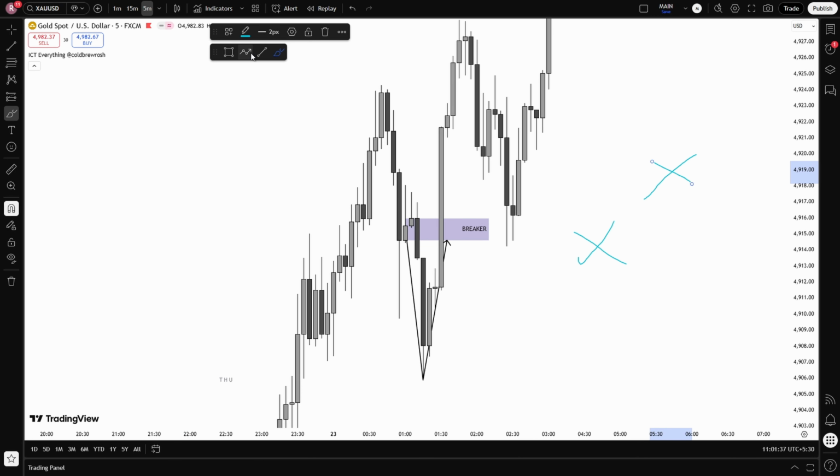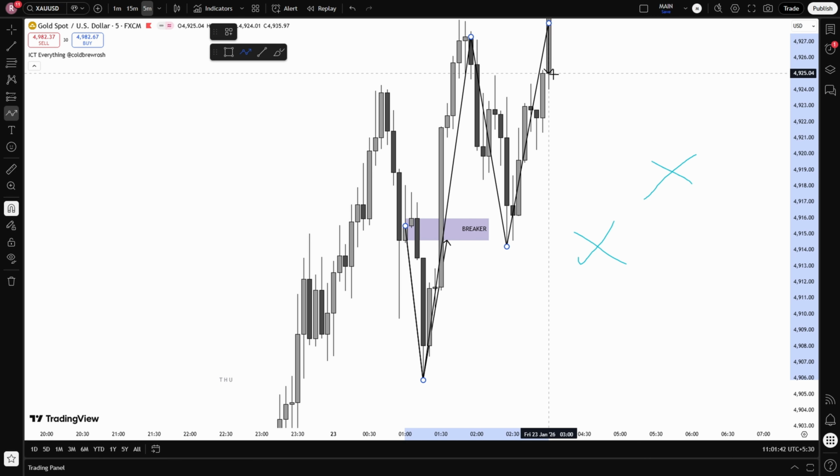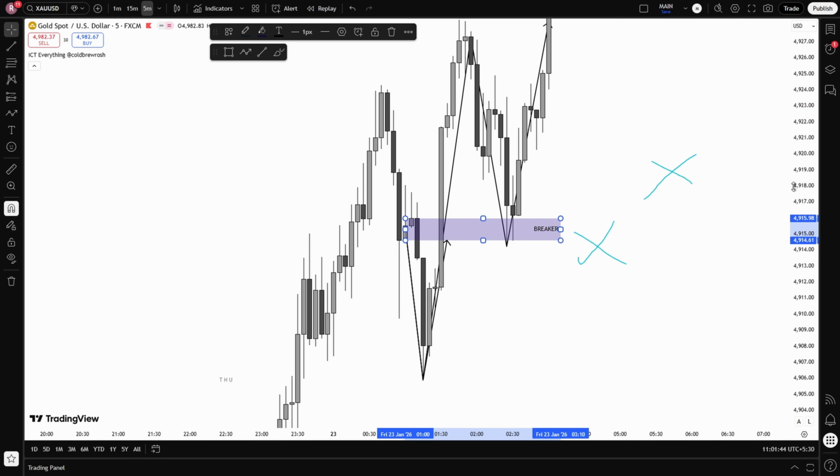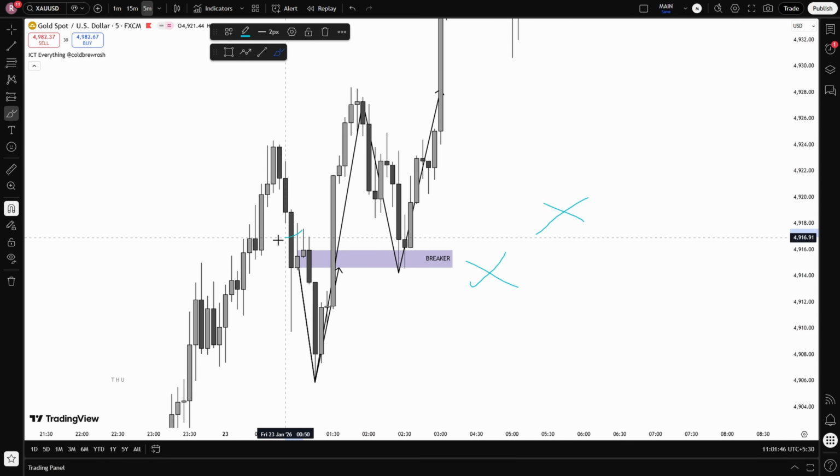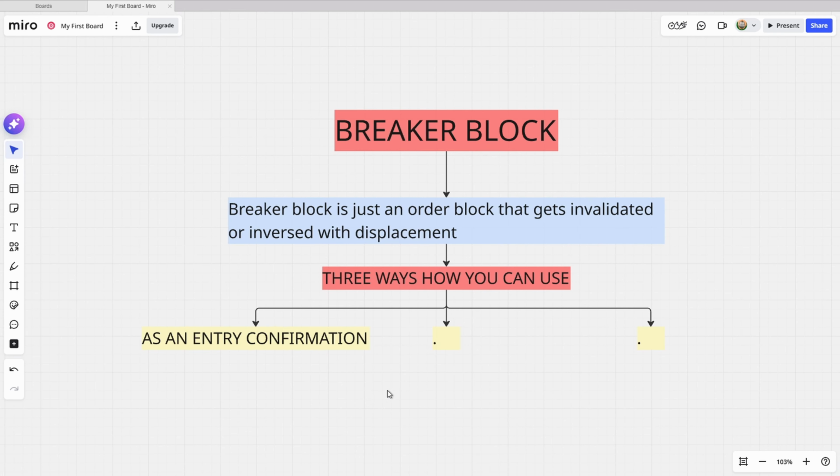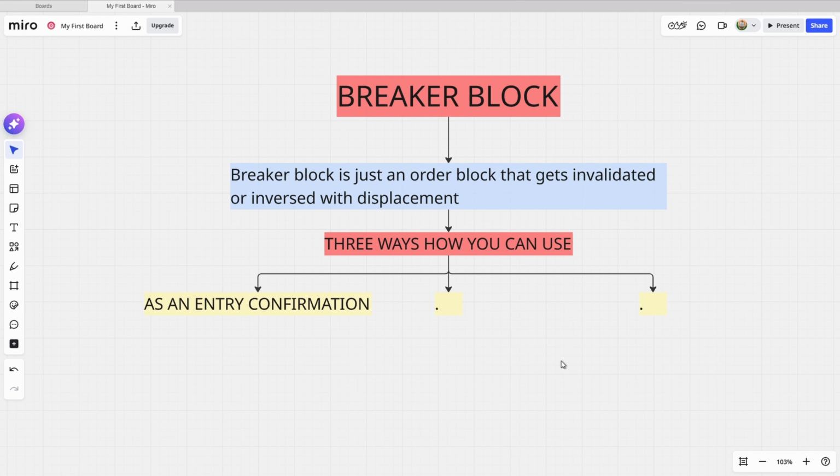This role flip is the entire concept behind breaker blocks. There is nothing complicated about it. An order block that fails with displacement becomes a breaker block, and we simply follow the new direction of price. Now I'm going to show you how to use breaker blocks in your trading.